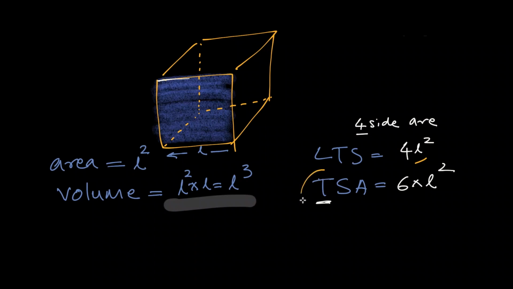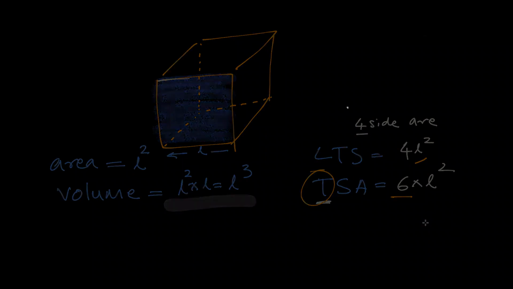Total surface area. Why is it called total? Because it has six sides and each area is L square. So the total surface area is going to be 6 L square. In the same way, we are going to find these for the cuboid. Why it is called cuboid instead of cube, we'll see in a moment. Okay, we have found the area, volume and lateral surface area for the cube.